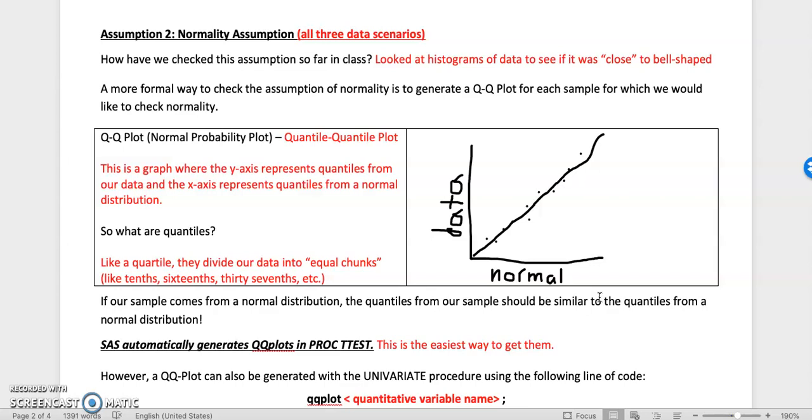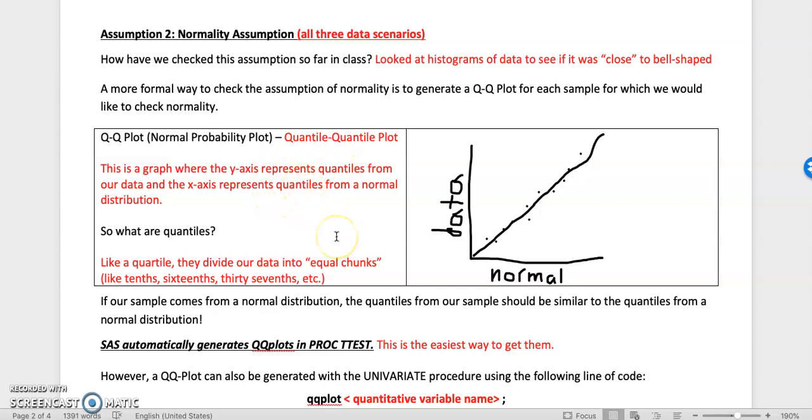So we've got a new way that we're going to check this assumption going forward, and it's something that we call a QQ plot. The QQ part stands for quantile-quantile. We are going to get to what a quantile is, but essentially this is just a graph that plots our data against what we should see in a normal distribution. I made a little drawing over here, and you can see that our data is on the y-axis and the normal distribution is on the x-axis. We're plotting the quantiles of our data against the quantiles of a normal distribution.